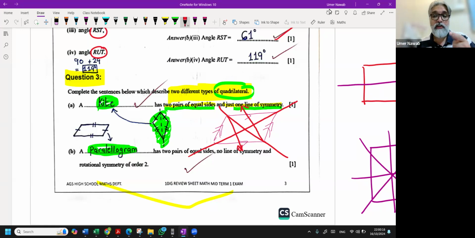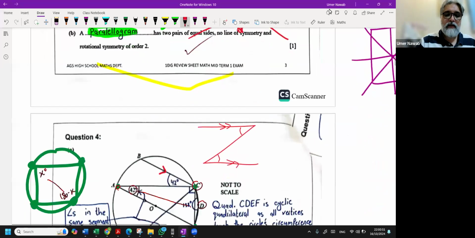But the order of rotational symmetry is 2, because if you rotate it 180 degrees, it will look the same, and a further 180 degrees to complete the rotation, it will repeat itself again. So in 2 times, it will repeat in the rotation. That's why it has rotational order 2, but no line of symmetry. So kite has 1 line of symmetry, and the parallelogram has no line of symmetry but order of rotation 2, and kite has only order 1. But does it have rotational symmetry? No. Next.